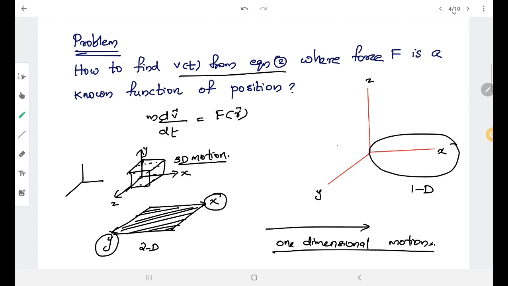So one-dimensional motion is the easiest case. It needs only one coordinate to represent. From the equation of motion, we can find v of t easily for one-dimensional motion in a single variable. So it is the easiest case. We can also find three-dimensional motion, but the mathematical formulation is quite complex. So first we are dealing with one-dimensional motion.